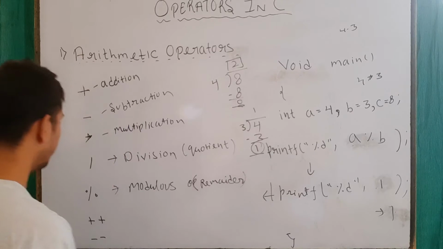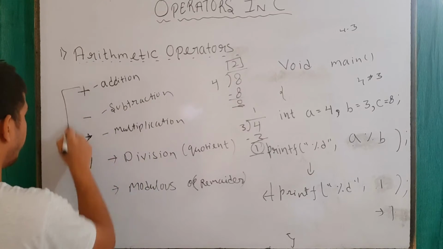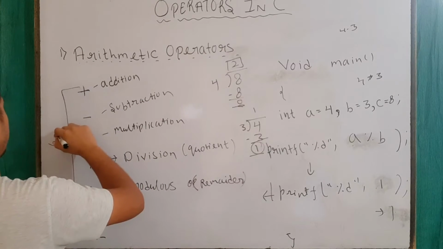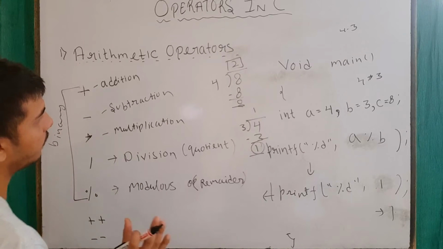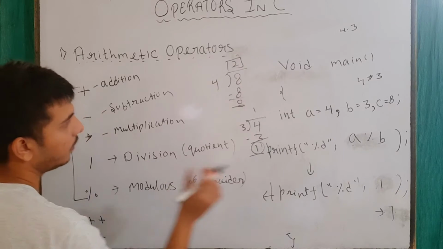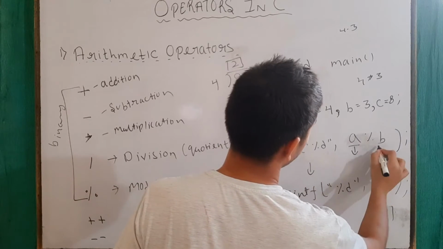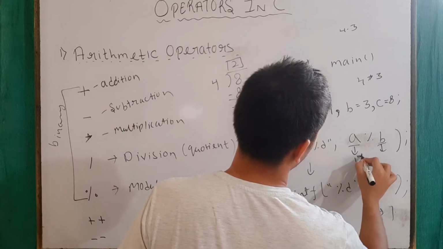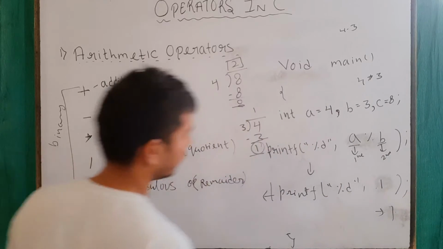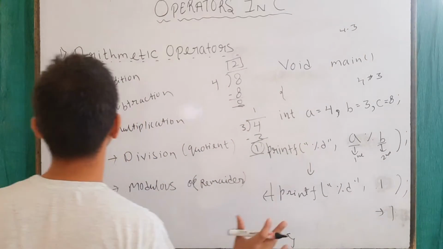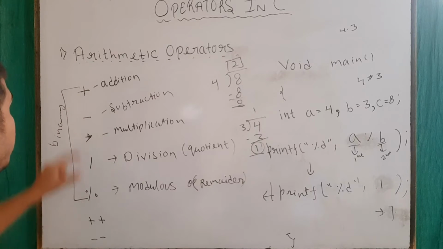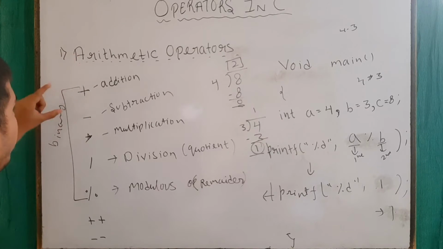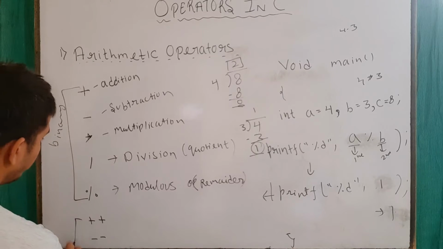Now these are the binary operators. Binary means that it requires two operands. For example, this is one operand and this is the second operand. We need two operands to carry out these operators. Arithmetic operators can be binary and unary, and these are the unary operators.